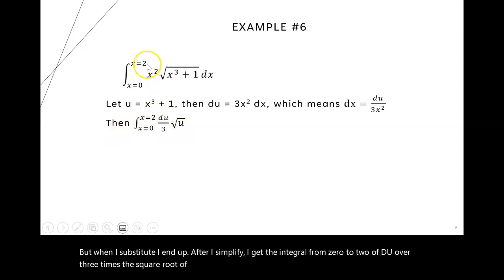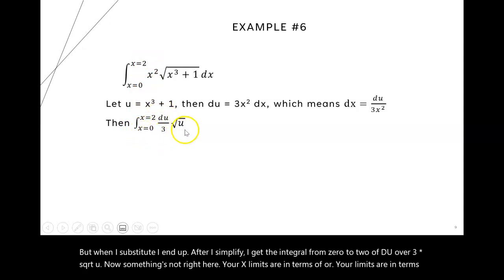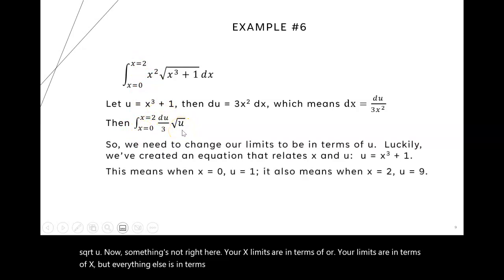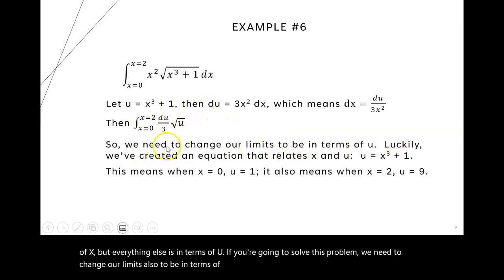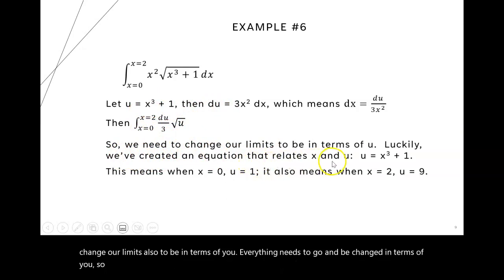Now, something's not right here. Your limits are in terms of x, but everything else is in terms of u. So if you're going to solve this problem, we need to change our limits also to be in terms of u. Everything needs to be changed in terms of u. Luckily, we've created an equation that relates x and u. u is equal to x cubed plus 1. So for example, when x is equal to 0, u is equal to 1.